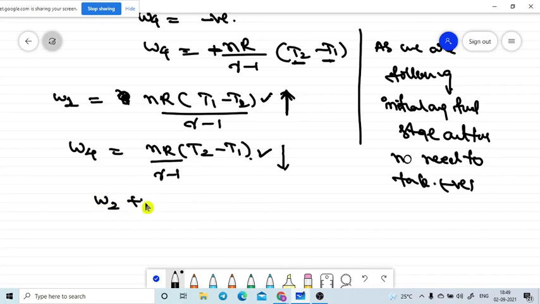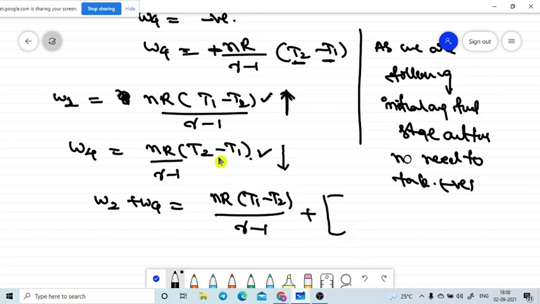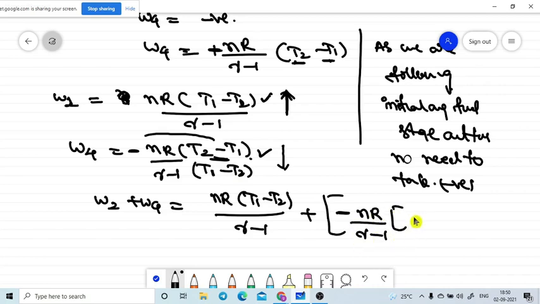W2 plus W4 is equal to, just adding this one, nR into T1 minus T2 divided by gamma minus 1, plus I am taking the negative sign here. Interchanging the position, T1 minus T2, that negative sign I am writing here: nR divided by gamma minus 1 into T1 minus T2. Will you please look at this one? These two values are the same, but one is positive and the other is negative. Then these two will cancel each other. We will get the zero value.